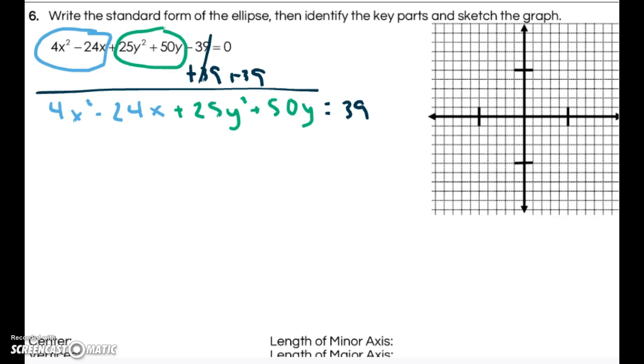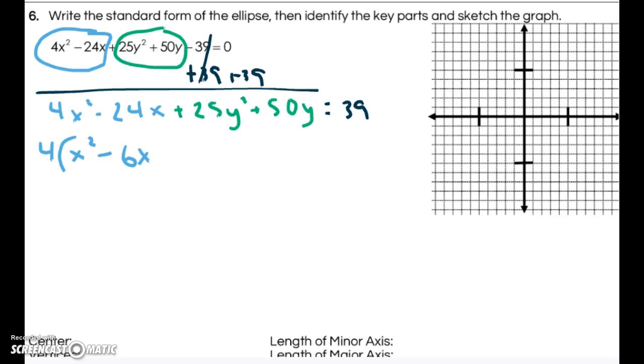So let's start with the x terms. What's different about an ellipse is that we have a coefficient in front of the x squared. We have a 4. And I notice that 4 is also a number that goes into 24. So I'm going to factor this out. So if I take out the 4, what am I left with? I'm left with x squared minus 4 times what number equals 24? 6. And I have an x there.